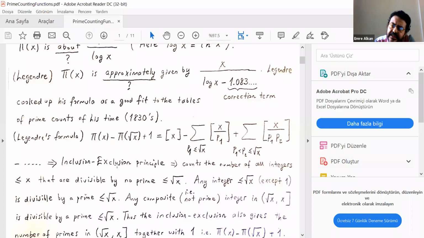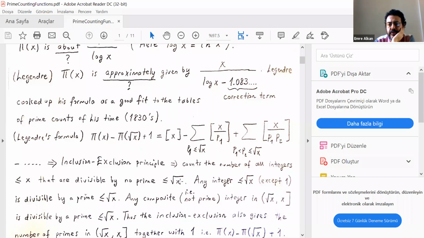So Legendre really did what could be done, I mean, at his time, what was natural. So really then, the right-hand side clearly counts the number of all integers less than or equal to x, because that's their whole number, right? That are divisible by no prime less than or equal to square root of x. Because if you were trying to count this, that's what you would do by inclusion-exclusion. Okay, so then that would correspond to the right-hand side.